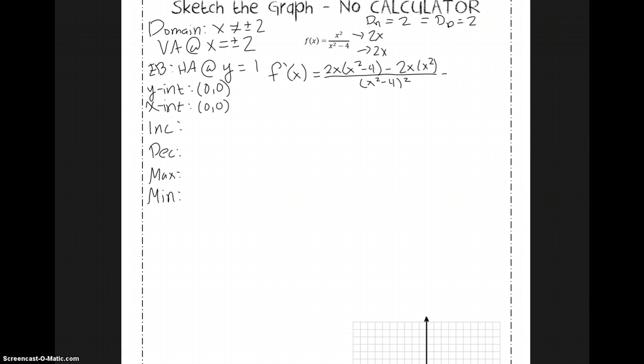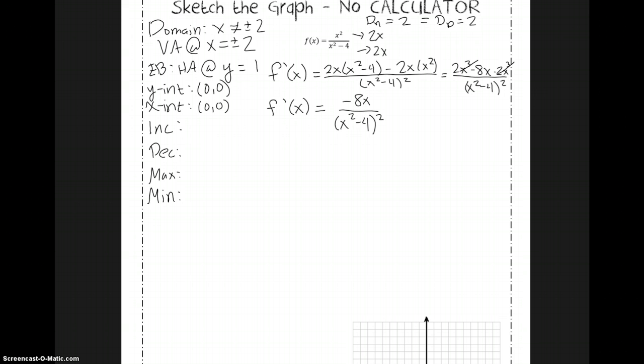And if I multiply this out, keep it over x squared minus 4 quantity squared, I get a 2x to the third minus 8x minus 2x to the third. So those 2x to the thirds cancel out. And that means my first derivative, f prime of x, is negative 8x divided by x squared minus 4 quantity squared.